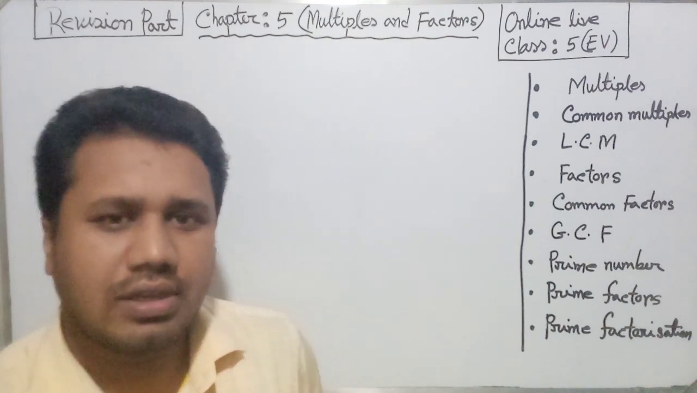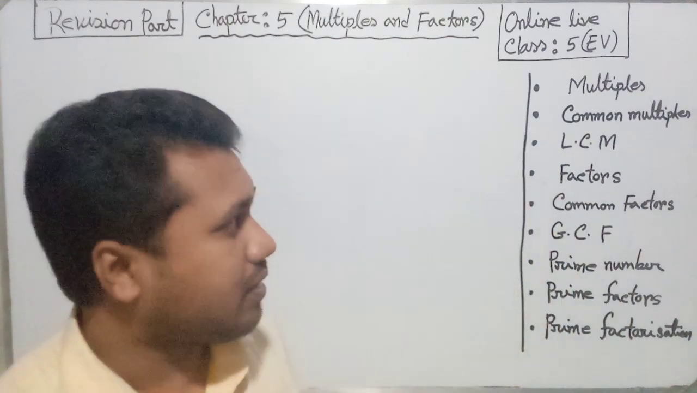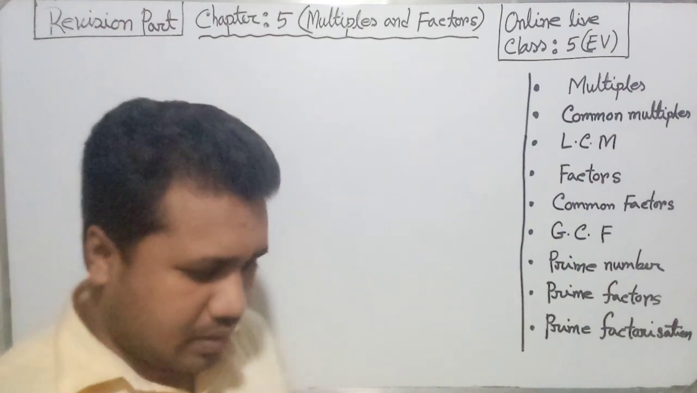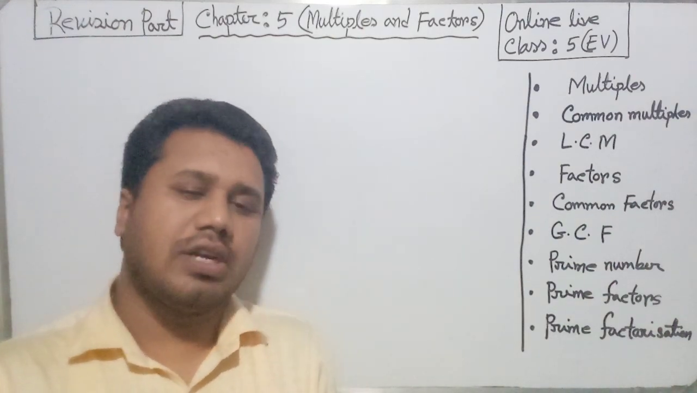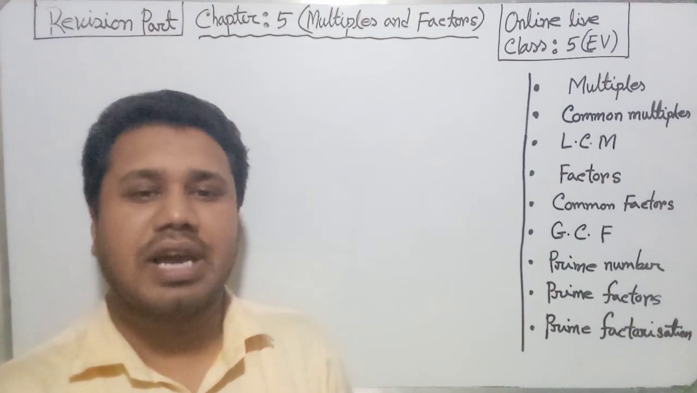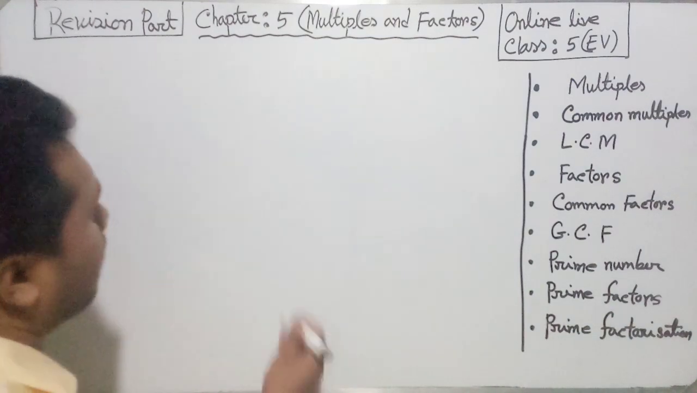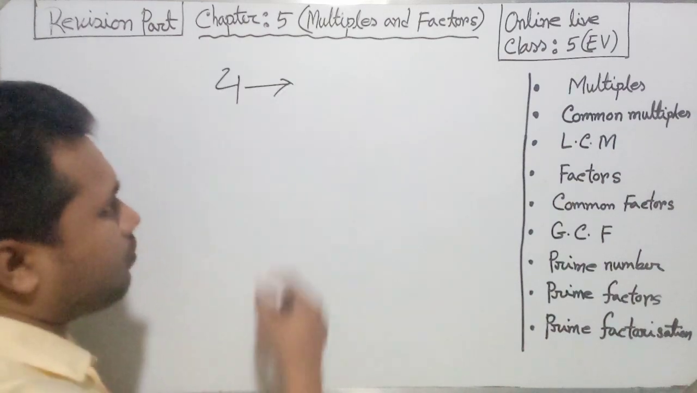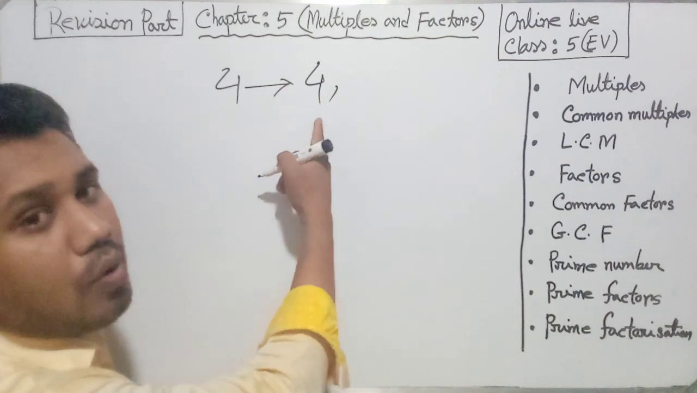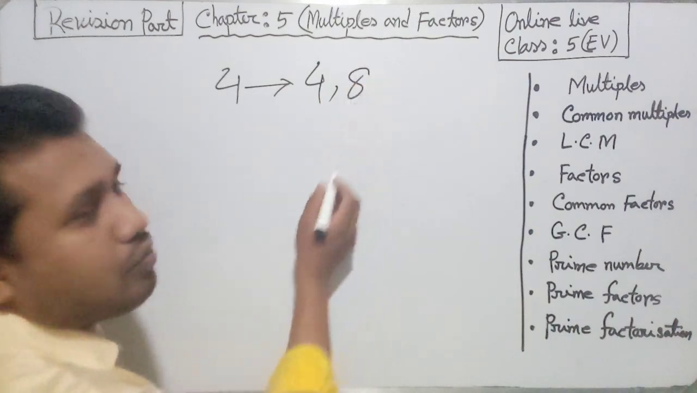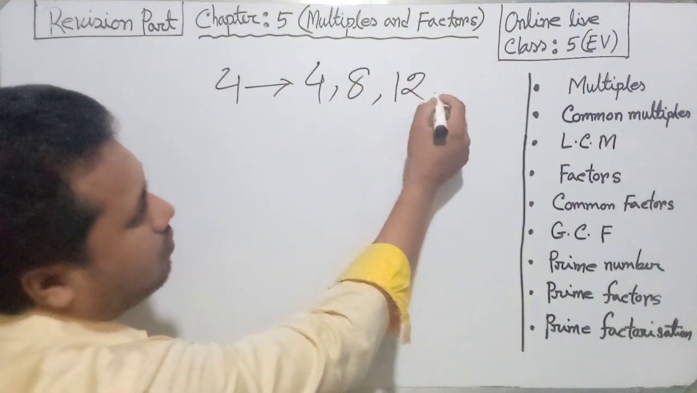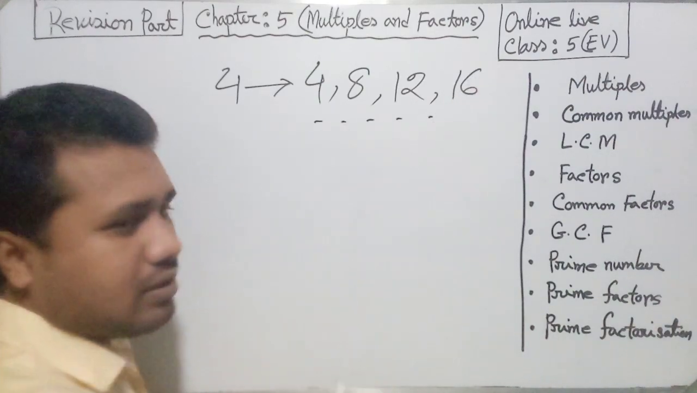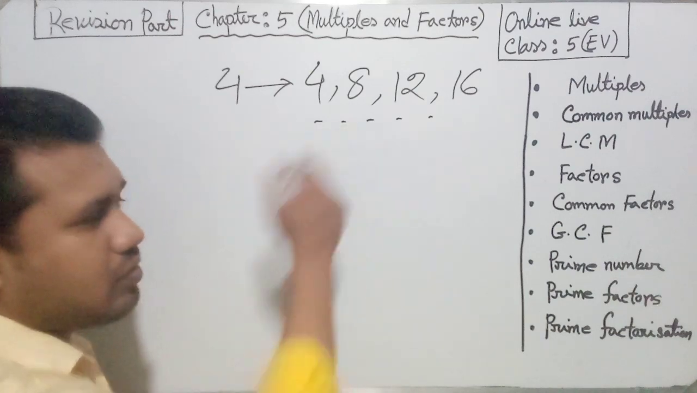So dear students, we can start. At first, multiples. What are multiples? Multiples of a number, in short, are its times table. Suppose, what are the multiples of 4? The multiples of 4 are 4, because 4 ones are 4, 4 twos are 8, 4 threes are 12, 4 fours are 16, like this. So they are the multiples of 4.